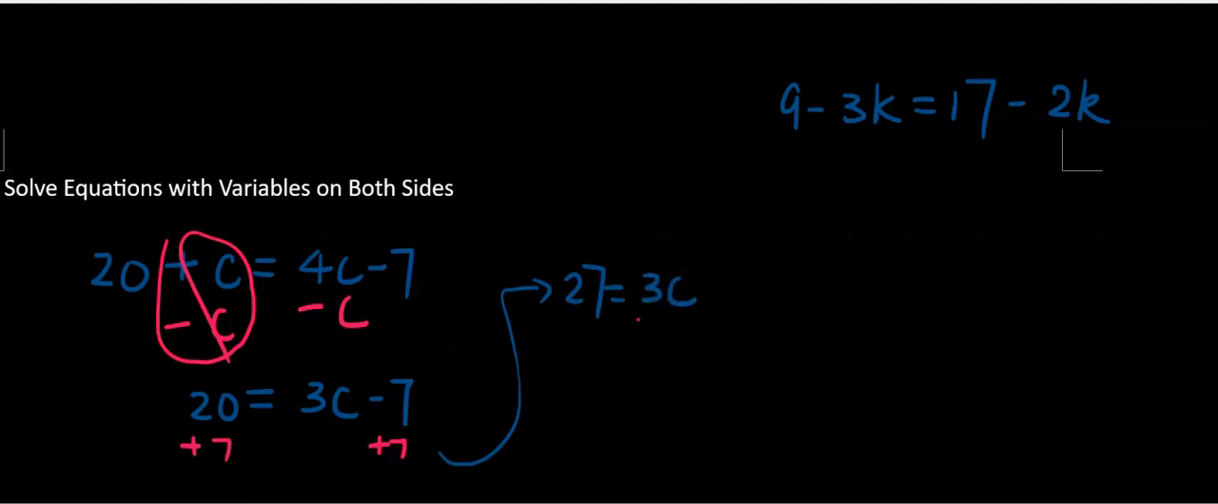Almost done. We're going to isolate c by dividing by 3 on each side. Division property of equality. Now, what do we have for c? c is 9.